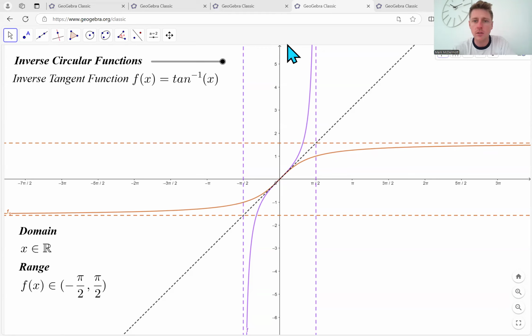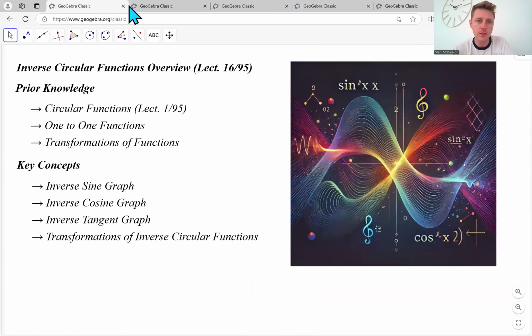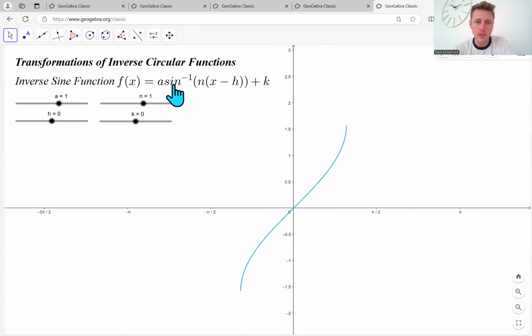All right, let's have a look at transformations of inverse circular functions. What we're going to do here is we've just got the graph of sine inverse of x just from before. It looks the same as this green one. And what we want to do is start to do these transformations. So now the general form is a multiplied by sine inverse of n multiplied by (x minus h), plus k. So let's just think about what each thing does. Hopefully you've seen this before.